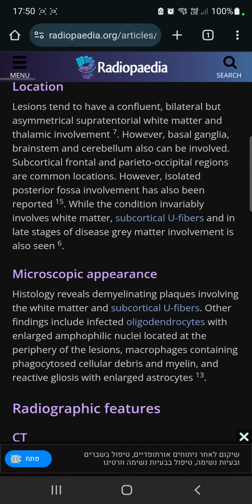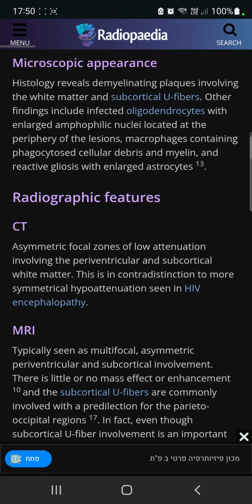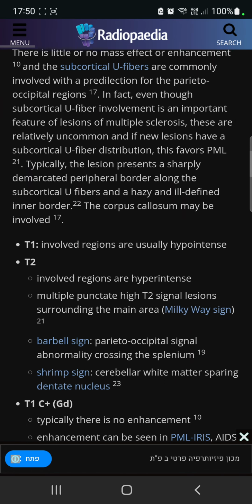And now U fibers, while the condition invariably involves white matter, subcortical U fibers in late stages of the disease, gray matter involvement is also seen. So U fibers may be seen, U fiber lesions.